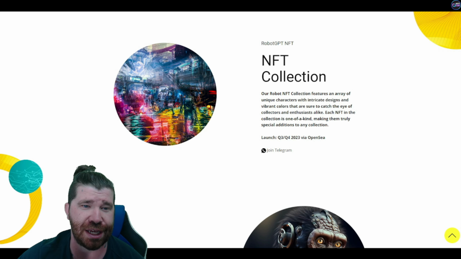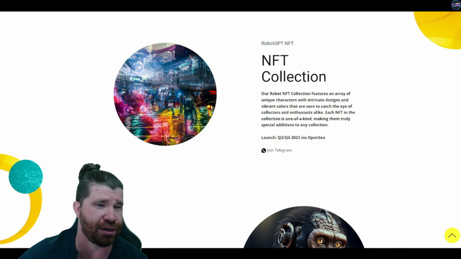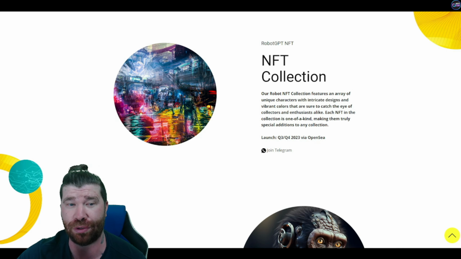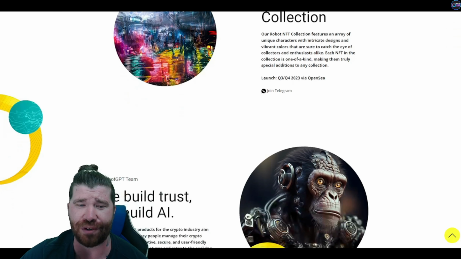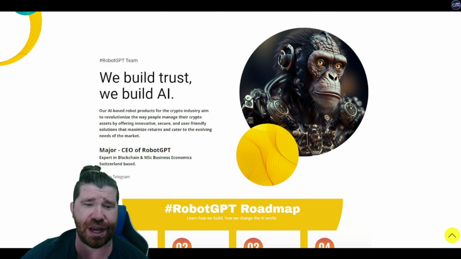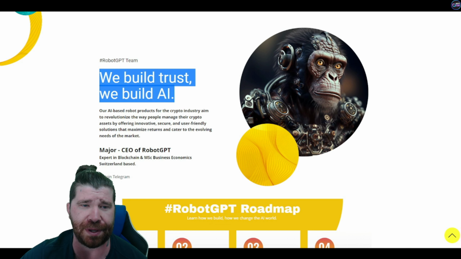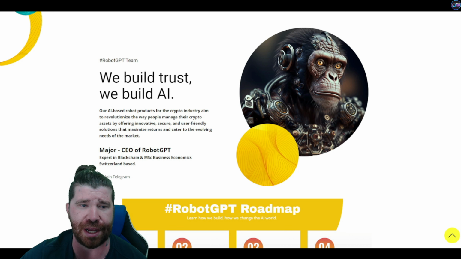So maybe that's an example right there on the left side, right? You guys can see right there. So it looks pretty cool, looks pretty colorful. Actually looks kind of futuristic. And you guys will even see right here, we got what is known as the team. So build trust and they build AI. So they build trust and build AI.